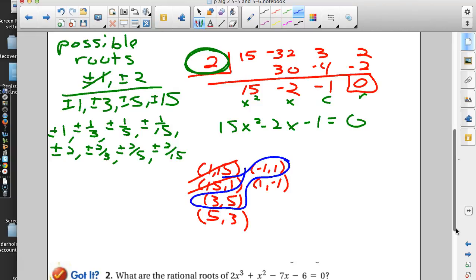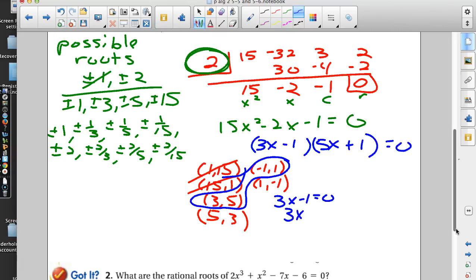That adds to -2. So these are first times first. The other 2 are last times last. And we are super close to having those other 2 zeros. So 3x minus 1 equals 0 means we'll add 1 and divide by 3. 5x plus 1 equals 0 means we're going to subtract 1 and divide by 5. And we have all 3.